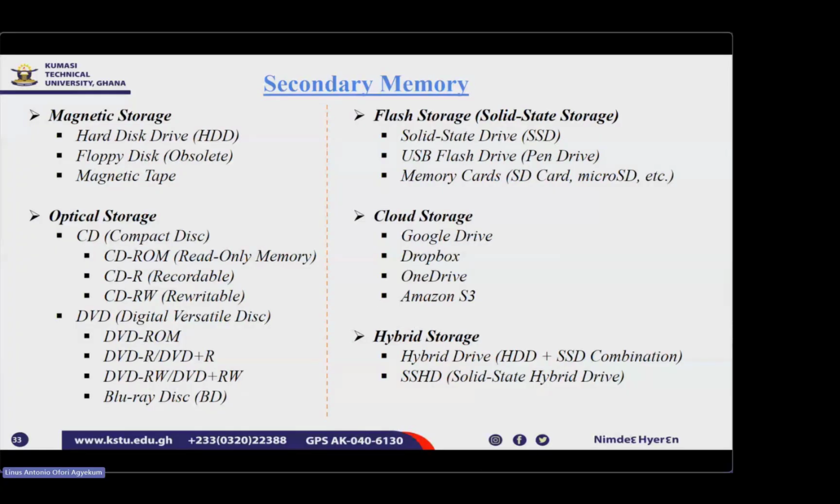Then we have hybrid storage. Hybrid storage, for some computers today, you would find hard disk plus an SSD. And then for some of them, you have solid state hybrid drive. These are all examples of what, or types of secondary memory.